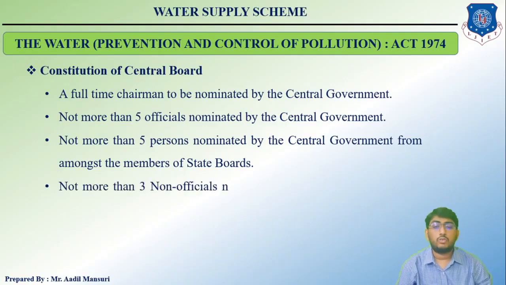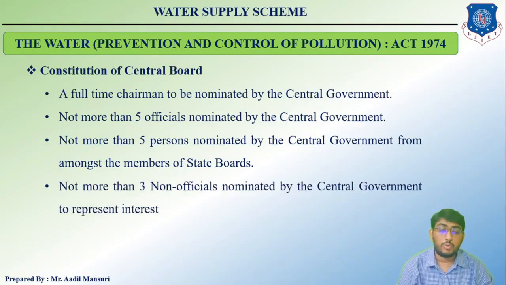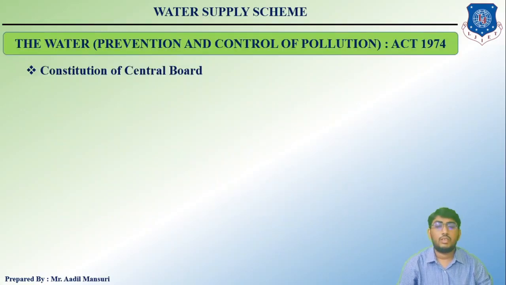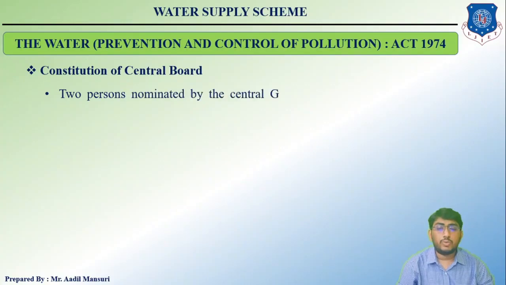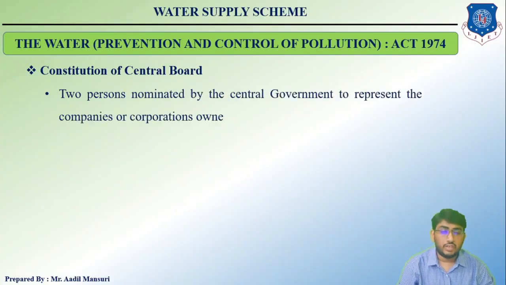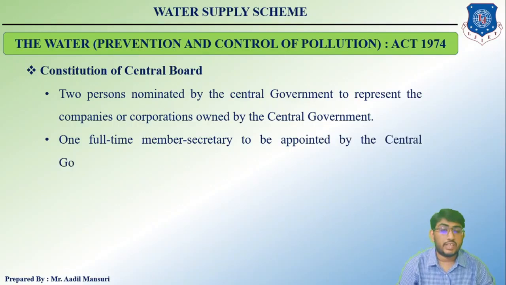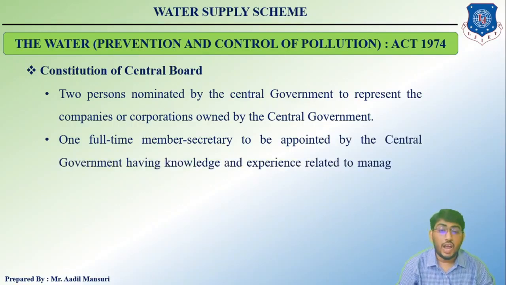Then not more than 3 non-officials nominated by the central government to represent interests of agriculture, fishery and trade. Then moving ahead, 2 persons will be nominated by the central government to represent the companies or corporations owned by the central government. Then 1 full-time member secretary to be appointed by the central government, having knowledge and experience related to the management aspects of pollution control.